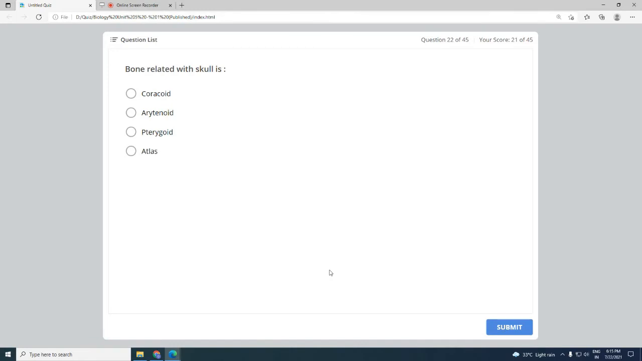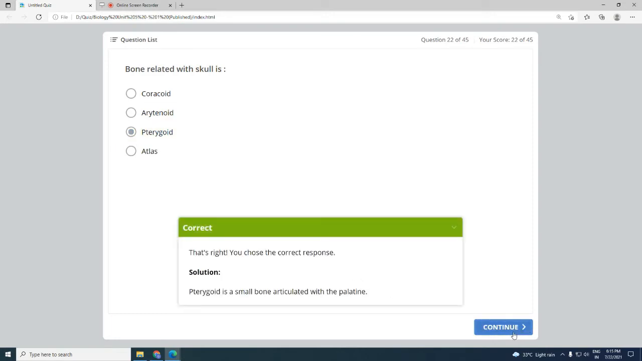Question number 22. Bone related with the skull is. So you have to find the name of the bone which is related to the skull. Coracoid, arytenoid, pterygoid, atlas. Which one is the right answer? Pterygoid is the right answer. Option C is the right answer. Pterygoid is a very small bone articulated with the palatine.